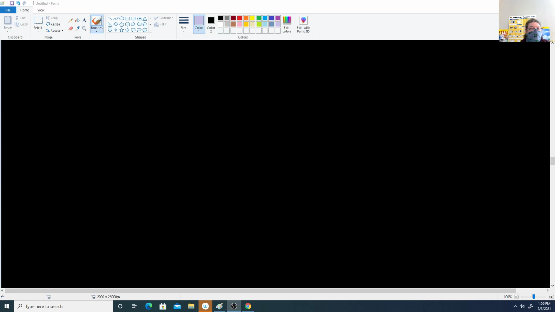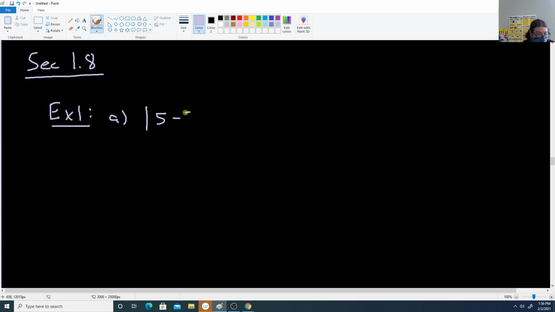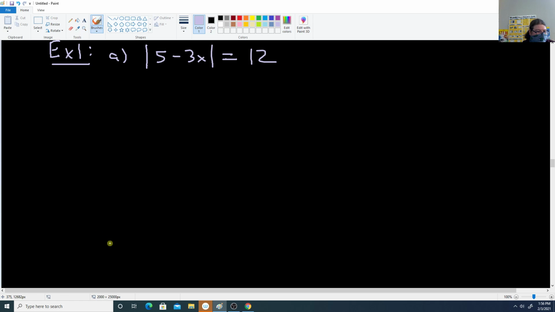Okay, we're going to cover section 1.8. This is all about absolute value. We're going to start out with the first example, which states if we have absolute value of 5 minus 3x equals 12, they'd like us to solve that. Part B we'll put down here a little bit further. Part B says, what about if we have absolute value of 4x minus 3 is equal to absolute value of x plus 6.